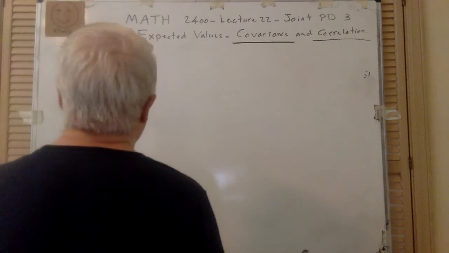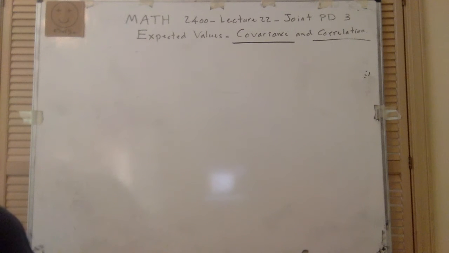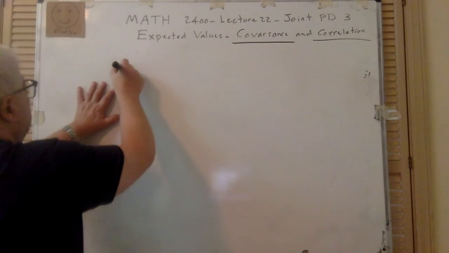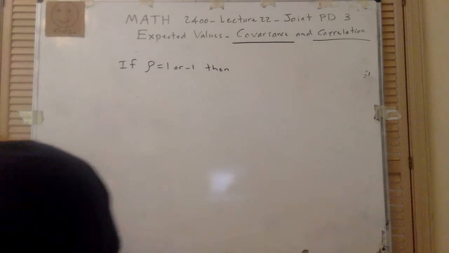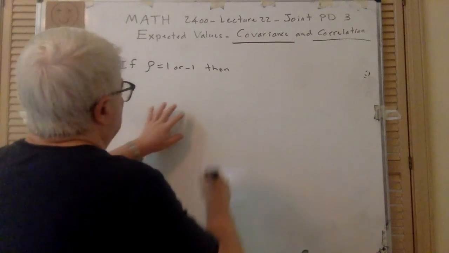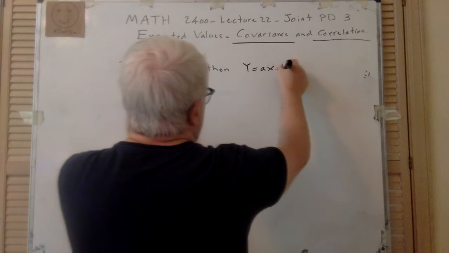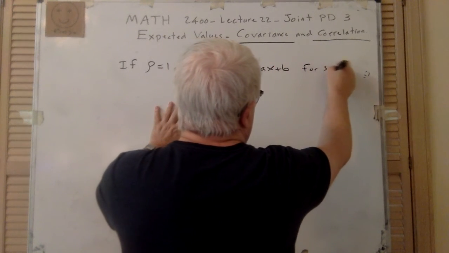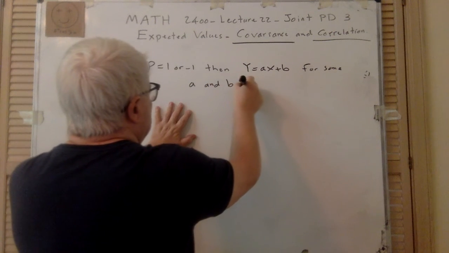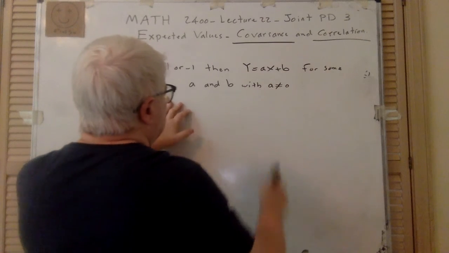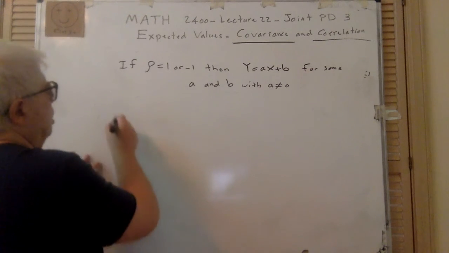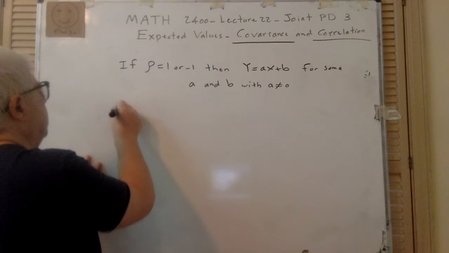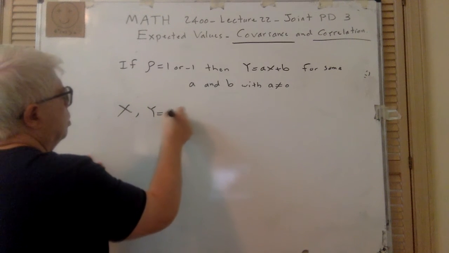Now there's another one. What happens when the correlation is 1 or negative 1? In fact, if rho is 1 or negative 1, then one of them, say y for example, is a linear combination of the other one. Then y is ax plus b for some a and b, with a not equal to 0. Okay, so let's just go backward. Let's say we have x and we have y, which is ax plus b.